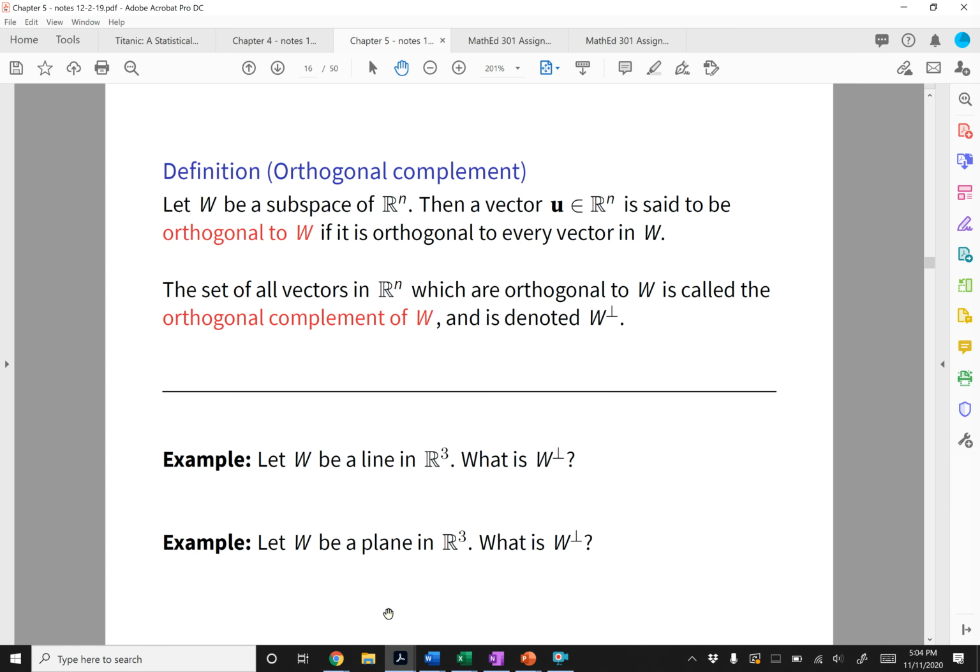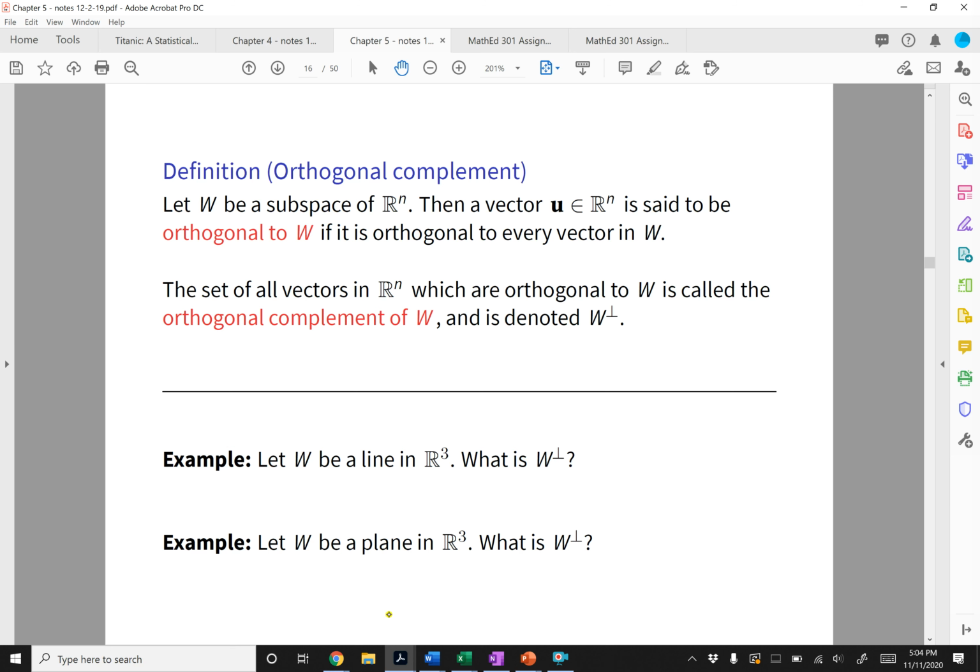And the set of all vectors in Rn which are orthogonal to W is called the orthogonal complement of W, and is denoted as W perp. Then it has a picture that's supposed to be two line segments, or two lines that are perpendicular, to give you the 90 degree idea there from geometry. And now we've already talked about these.